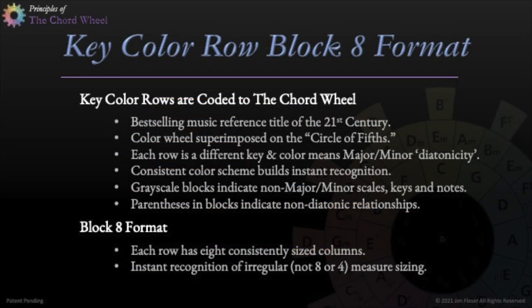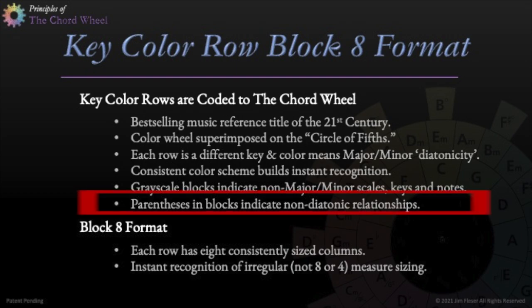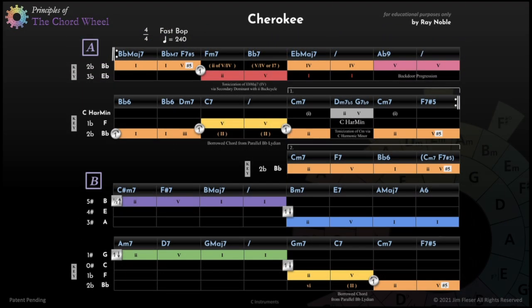So exactly why do some of these blocks contain a designation of a Roman numeral but have it in parentheses? Parentheses indicate a non-diatonic relationship. So that means there might be a function mentioned within the box or within the cell, but it's not diatonic. It's not within the key of the row that it sits in. Let's look at an example.